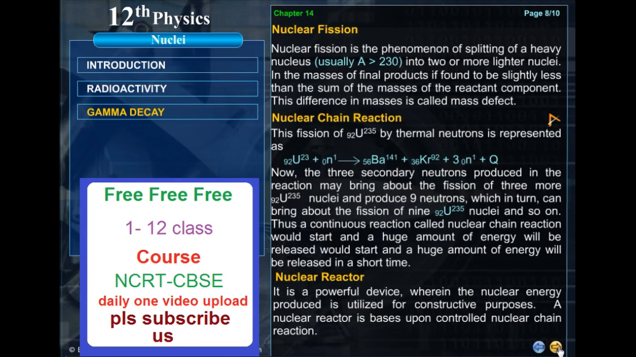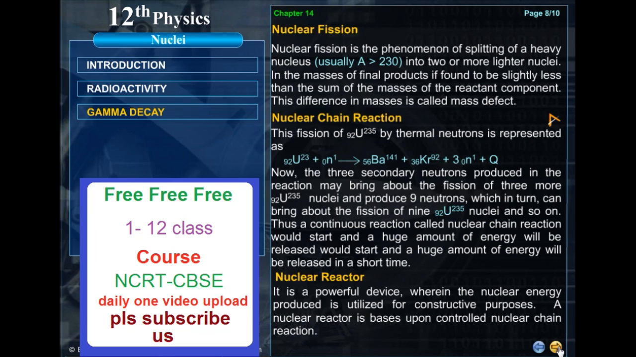Nuclear fission. Nuclear fission is the phenomenon of splitting of a heavy nucleus, usually A greater than 230, into two or more lighter nuclei. The masses of the final products are found to be slightly less than the sum of masses of the reactant components. This difference in masses is called mass defect.